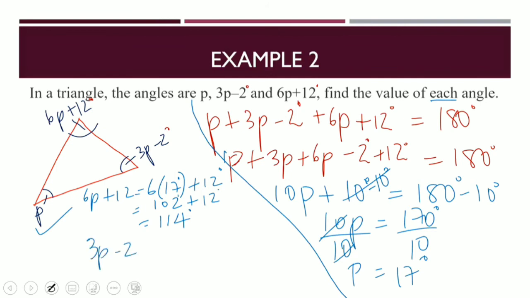And then we have 3P minus 2 degrees, which is going to be 3 times 17 degrees minus 2 degrees. 3 times 17 will give us 51. And so our answer for that angle would be 49 degrees. And we have answered everything that the question required of us. And we go to our final example.